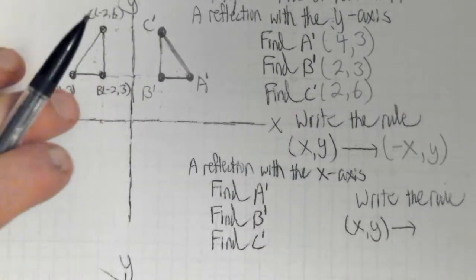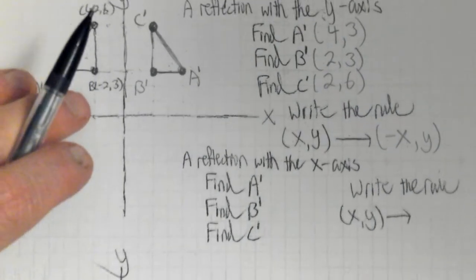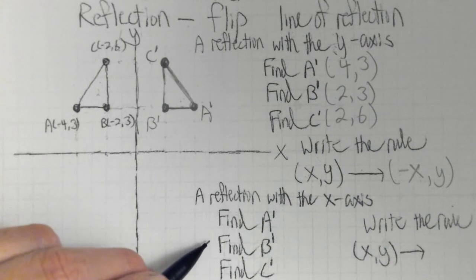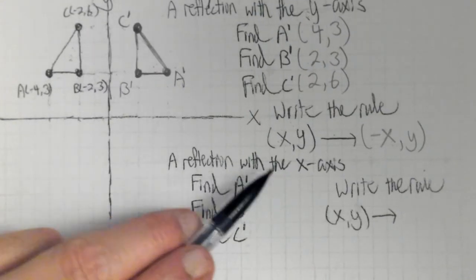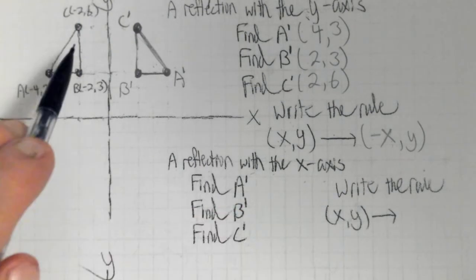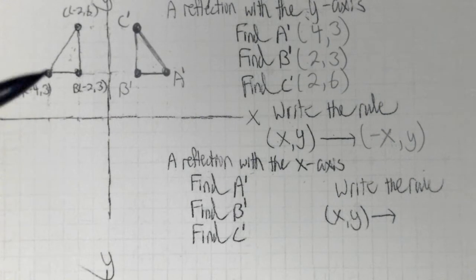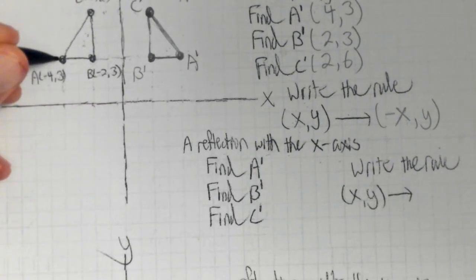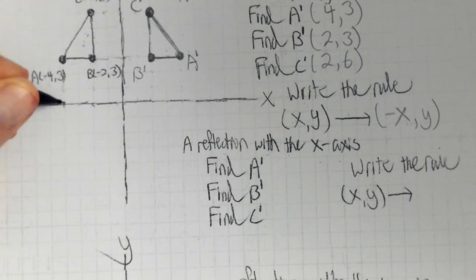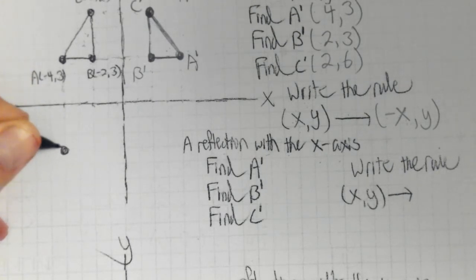Okay. Let's try now another problem. So on the same graph, now our task is to perform a reflection with the x-axis. So now instead of flipping it through the y-axis, we're going to flip it over through the x-axis and try to get all three of the prime points. And so A is 1, 2, 3. So A prime is 1, 2, 3. So there's your A prime.